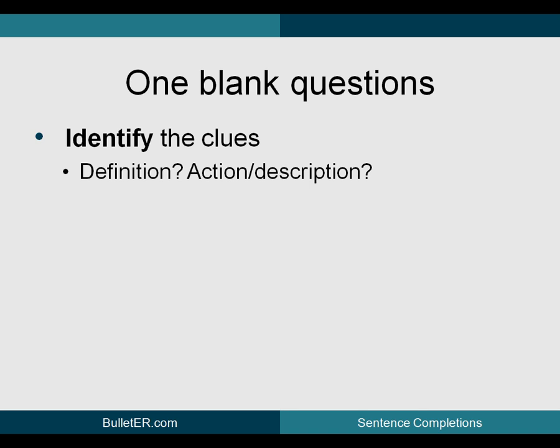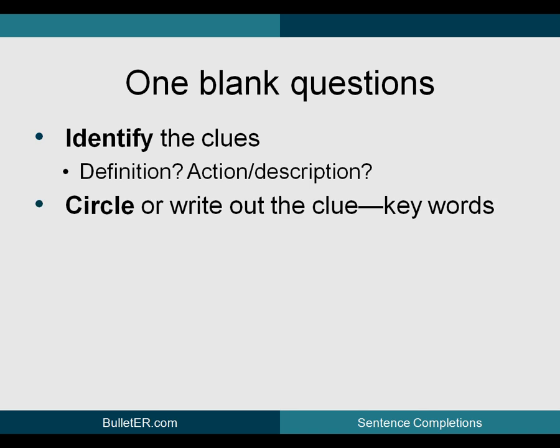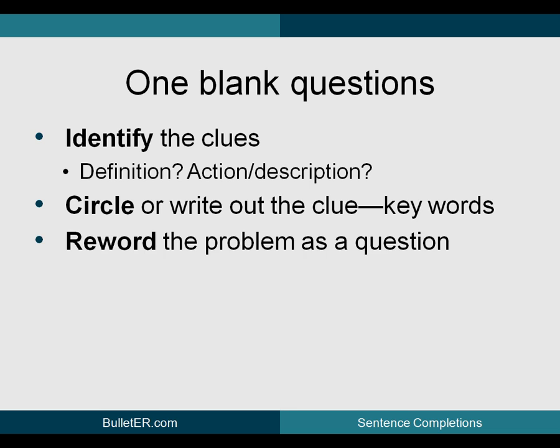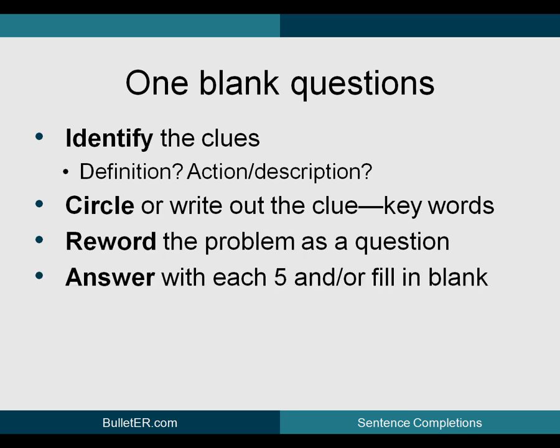Sometimes this will be a direct definition of the word in the blank, and sometimes this will be an action or description that relates to the word. Once you've found this clue, circle it so everything's clear. Using that clue, reword the problem into a question and then answer that question with each of the 5 choices. You can also put each of the 5 choices into the blank of the original question instead. This actually works better for some people. Try both and see what works for you.